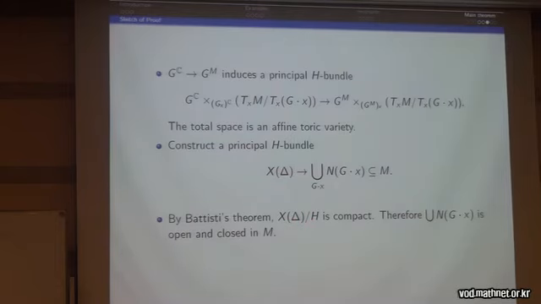So we can say this union is open and closed, but M is connected. So this coincides with the whole manifold. So we can say that our mysterious manifold is equivariantly biholomorphic to the quotient of a toric variety. Okay.